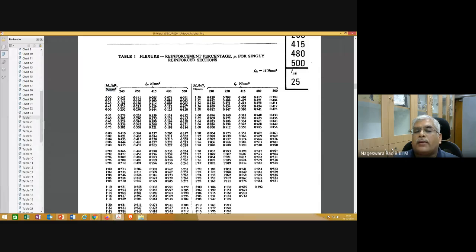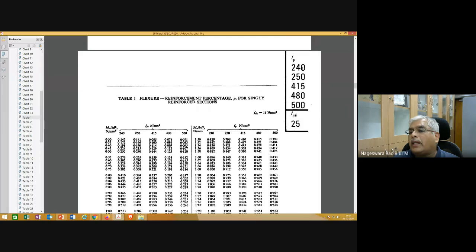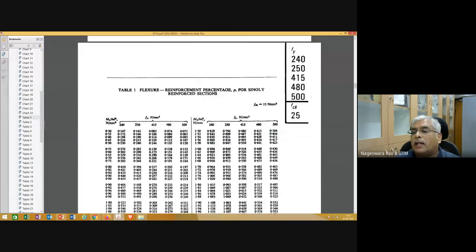Mu divided by BD square for different types of steel. What grade of steel? Here, the grades of steel considered are steel with Fy equal to 240, 250, Fe 415, 480, 500. For all these yield strength values of steel, you can make use of this table for what value of FCK. I think there is a print mistake here. It is written as FCK 25. It is FCK equal to 15.